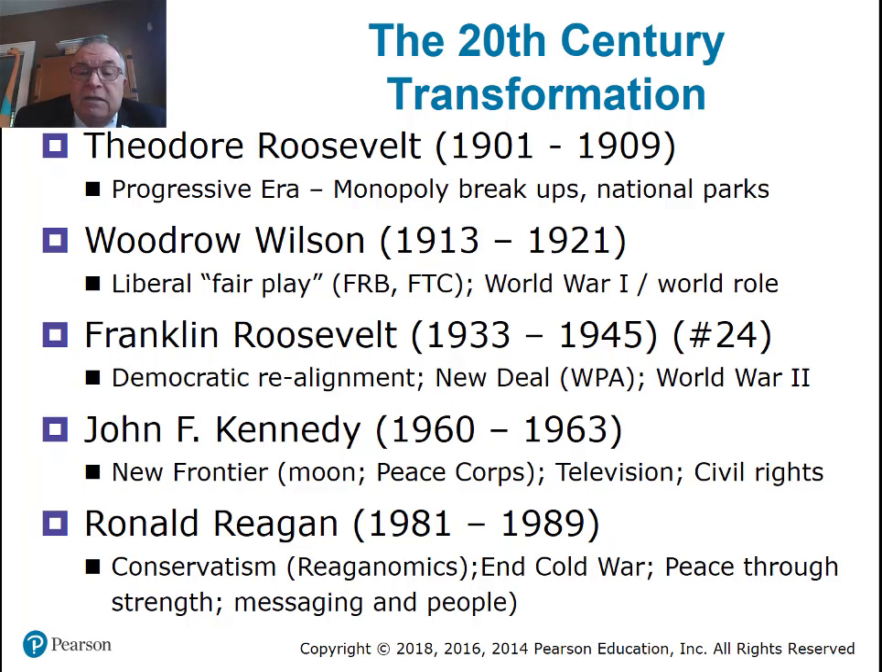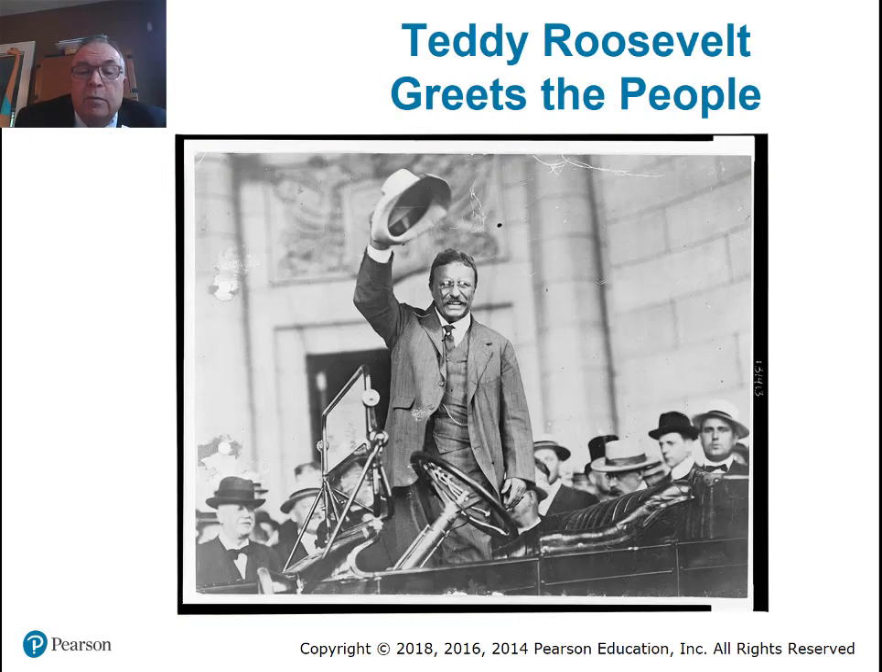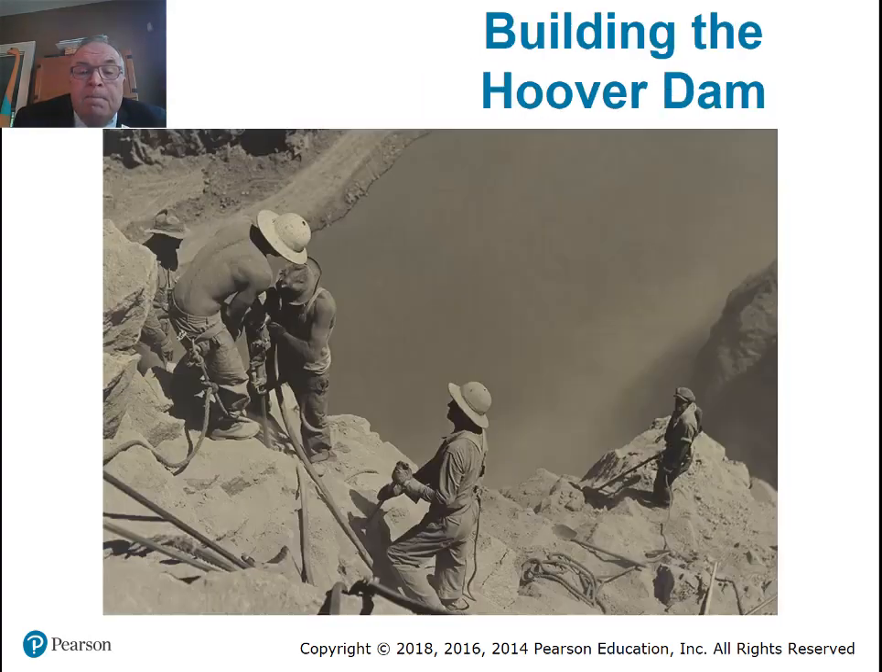John Kennedy, 60 to 63, short-lived, but he created the new frontier, a race to the moon, Peace Corps, the use of television, and the start of the Civil Rights Movement. And then Ronald Reagan brings us back to conservatism in Reaganomics, ends the Cold War, peace through strength, and messaging directly to people. So here's some examples. Teddy Roosevelt, considered very much a man of the people, someone who really was highly popular and really brought power through popularity. And here is Franklin Delano Roosevelt as part of the Works Progress Association.